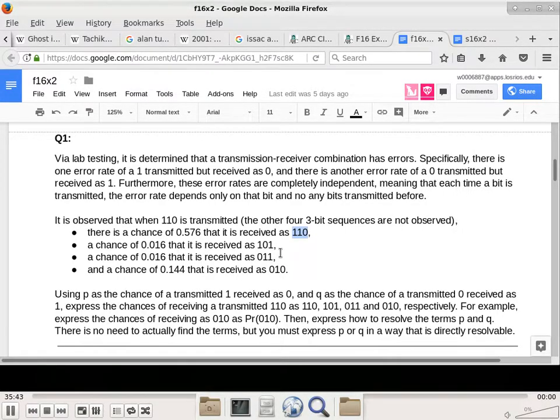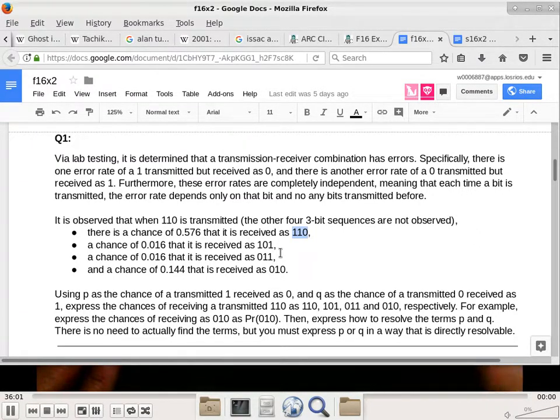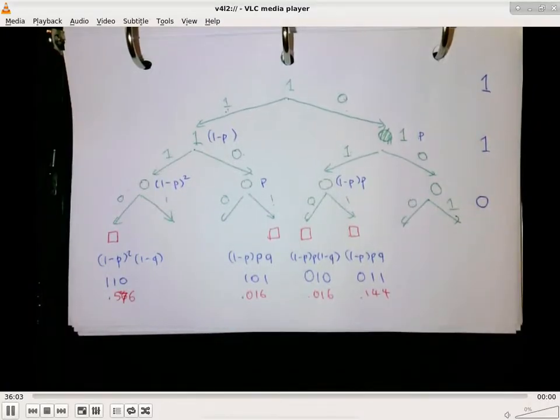I'm just going to copy down the probabilities, the actual numbers. So the numbers are 0.576, 0.016, 0.016, and 0.144. Going back here. Excuse my 0.576, because I wrote it down incorrectly, and I still haven't bought my whiteout yet. So maybe I'll just use a little tape thing.